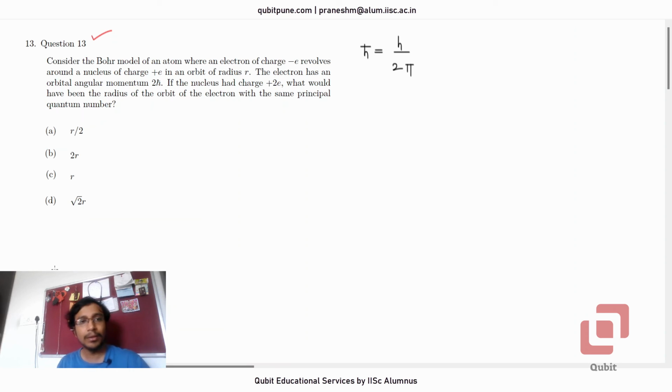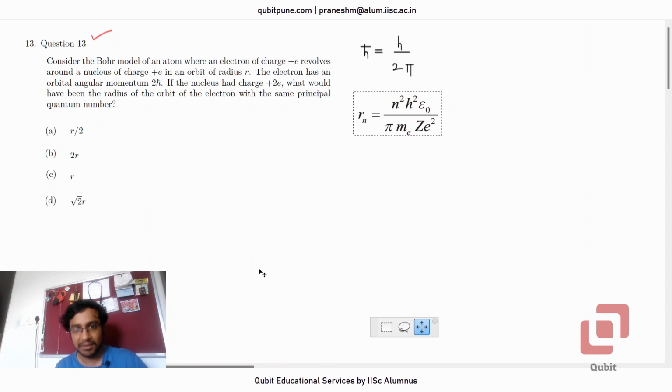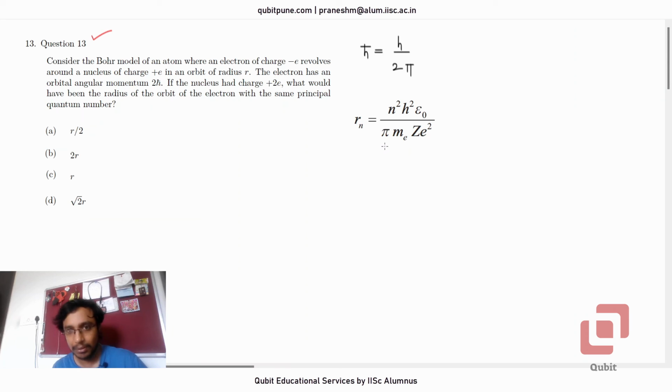Now to solve this particular problem, we will first recall the formula that we have derived from Bohr's postulates. That formula is Rn = n² h² ε₀ / (π m_e e² Z). In this formula, n is the principal quantum number, h is Planck's constant, ε₀ is the permittivity of vacuum, π is a constant, m_e is the mass of the electron, e is the charge on the electron, and Z.